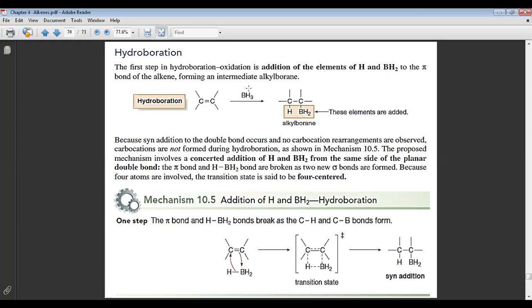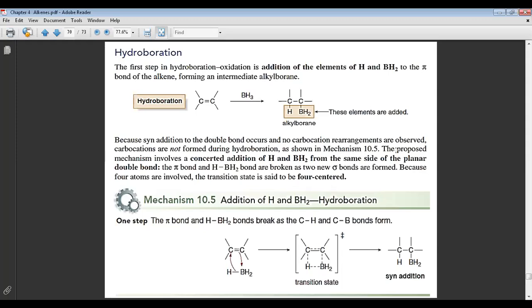that means the BH3 will come from the same side of the double bond. We said syn addition to the double bond occurs, and no carbocation rearrangement is observed. There is no carbocation. Carbocations are not formed during hydroboration. Look, if you look at this, there is no carbocation.